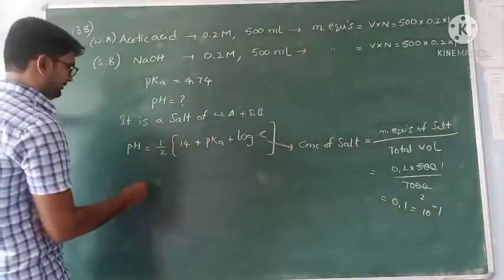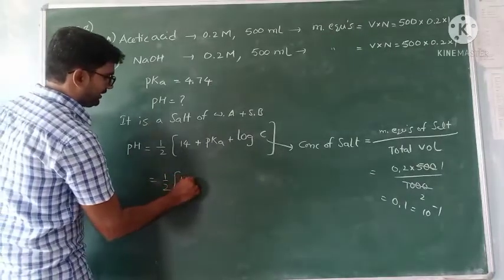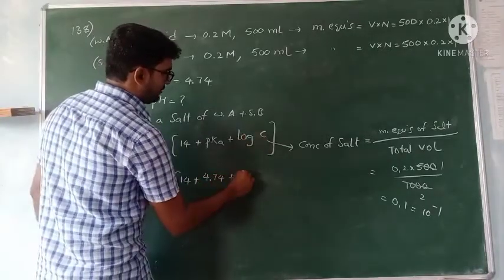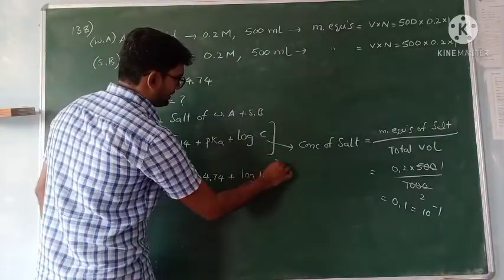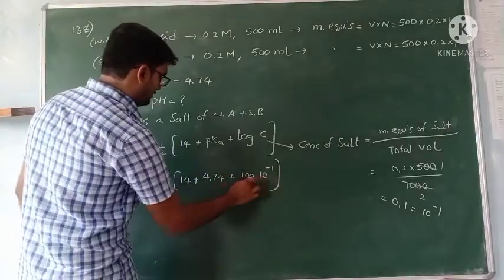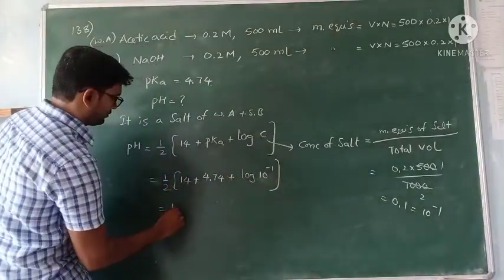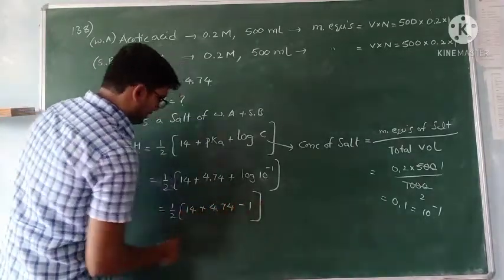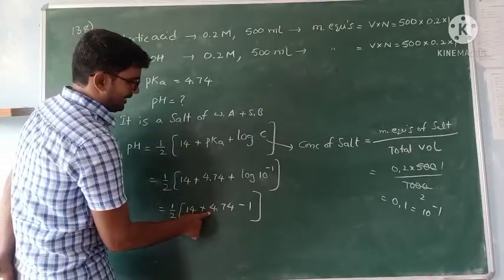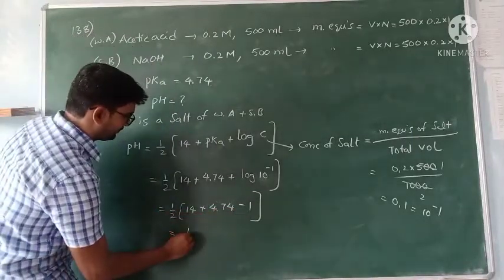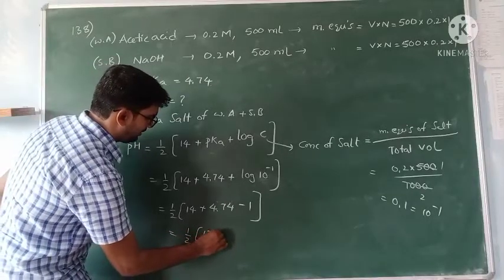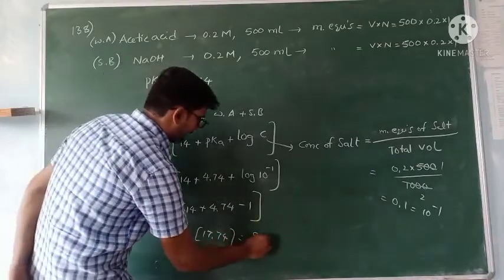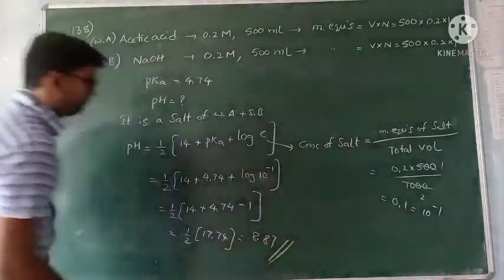Now substitute that value here. 1/2, 14 plus pKa value 4.74 plus log C, with C value 10 to the power of minus 1. Minus 1 means this value is minus 1. So 1/2, 14 plus 4.74 minus 1. 14 plus 4, 18. 18 minus 1, 17. 17.74. So 2 how much? 2 8 is 16. 2 7 is. This is the pH value.